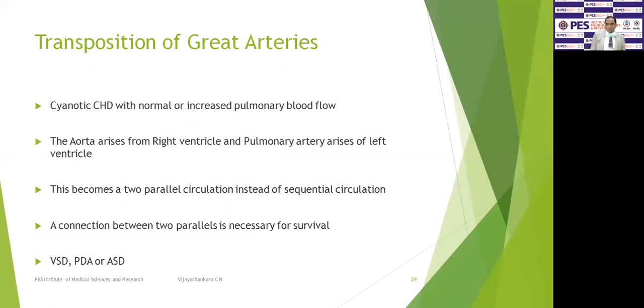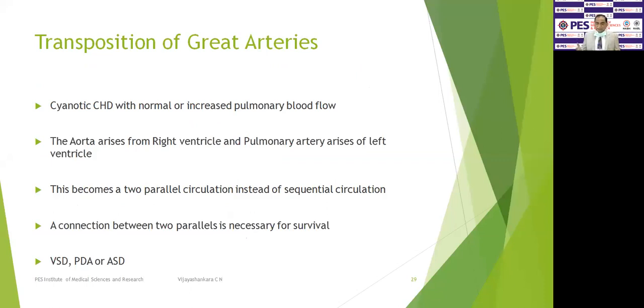Transposition of the great arteries. This is the one condition where there is increased blood flow. In the previous conditions, there is decreased pulmonary blood flow. This is a cyanotic heart disease with normal or increased pulmonary blood flow. The aorta arises from the right ventricle and the pulmonary artery arises from the left ventricle. You just imagine that both become like two closed circuits.